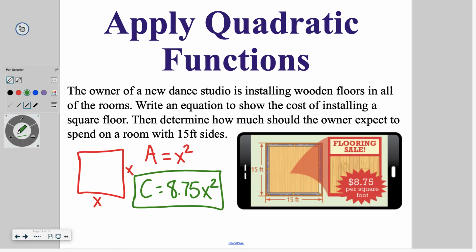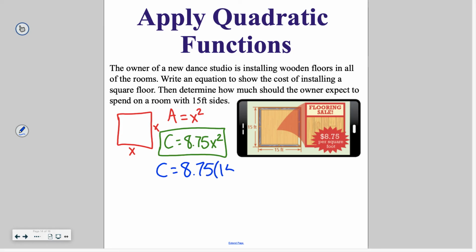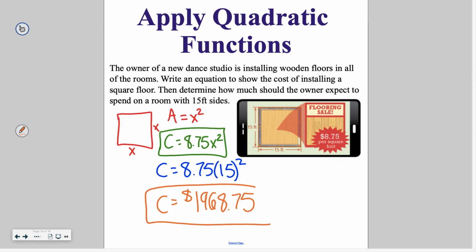Then, to answer the question, how much should they expect to spend if it is a 15-foot room? That means we're plugging in 15 for x, so we're going to say $8.75 times 15 squared, giving us a final answer that our cost is going to be $1,968.75. So the two answers to this equation would be the first part, that write an equation, and then our second part to determine how much they should expect to spend. So those two different answers.